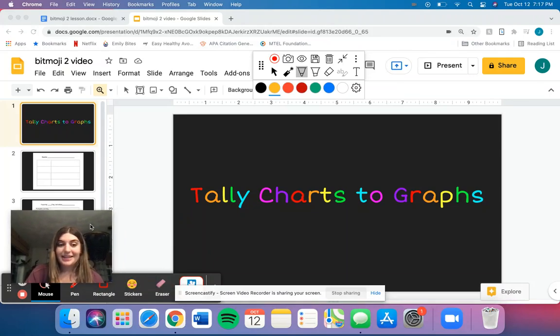Okay. So today we are going to be talking about combining tally charts and graphs. You all have learned how to collect data using tally charts, and you've all learned how to make a graph. So we're going to learn today and tomorrow how to combine the two and take the data from a tally chart and put it onto a graph. I'm going to show you with an example how we're going to start to do that.